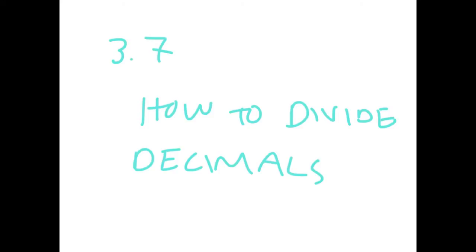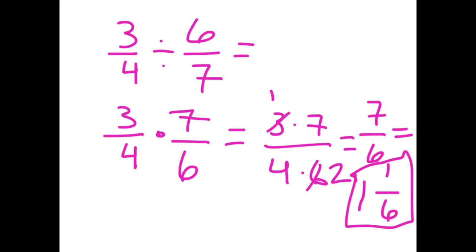3.7, how to divide decimals. Our equation is 3 over 4 divided by 6 over 7. You keep the first number the same, so 3 over 4 times 7 over 6, because you have to change it, which will then equal 3 times 7 over 4 times 6, which will then give you the answer 7 over 6, and you have to divide it into making it a mixed number, which is 1 and 1/6.